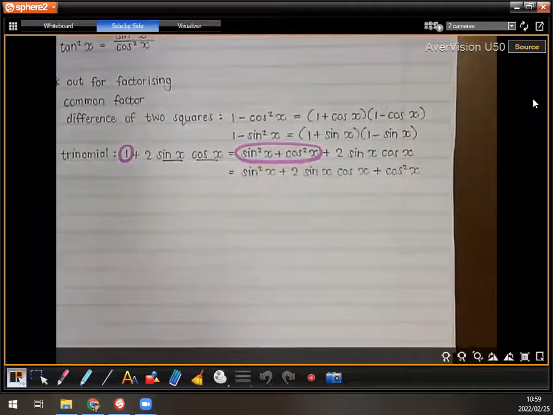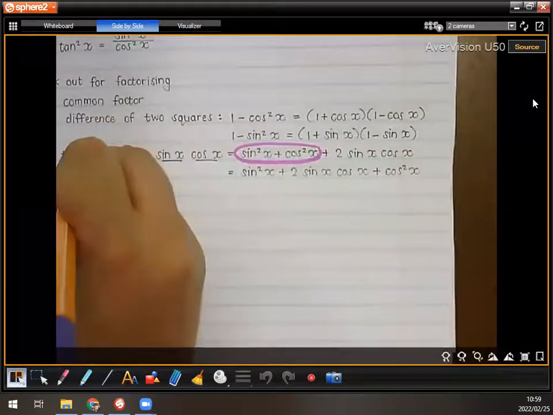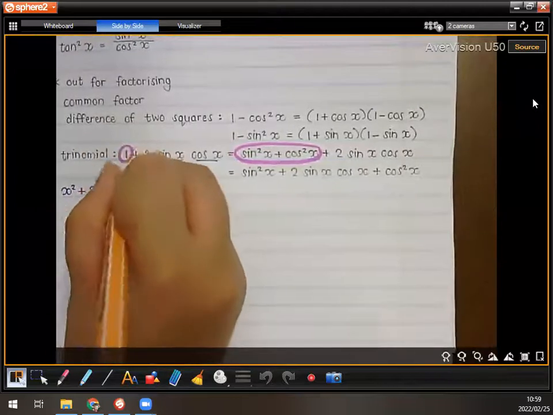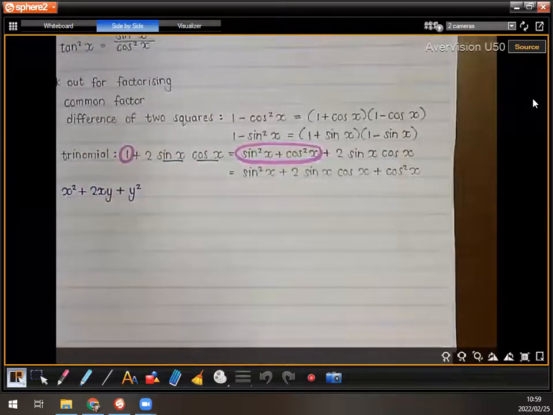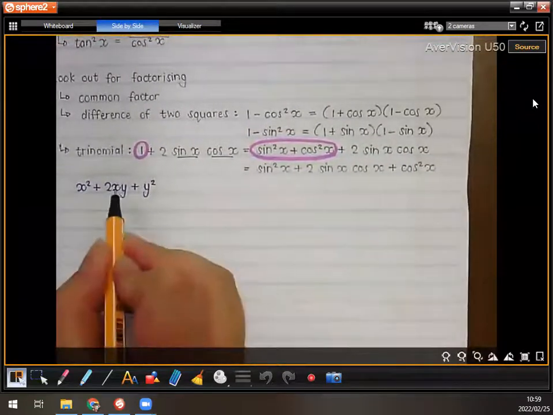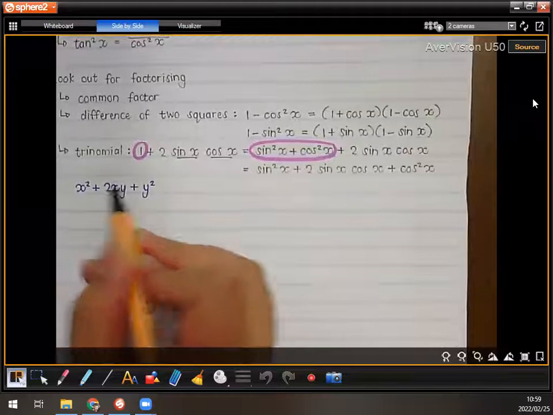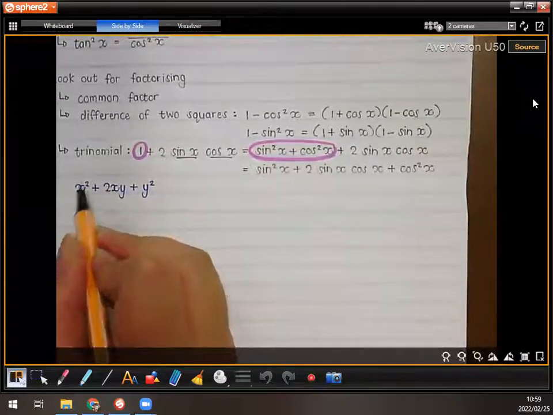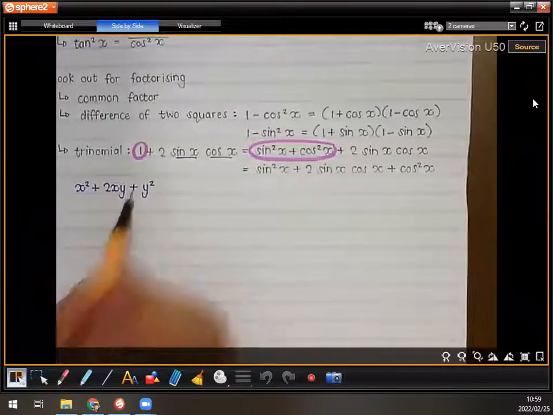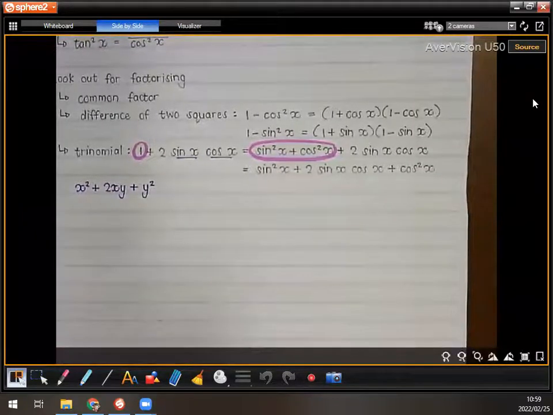But you notice that that is actually a trinomial. A difficult one, but it is a trinomial. This is similar to when you have x squared plus 2xy plus y squared. That's a trinomial. The fact that you have an xy in your middle term means that you have to have an x squared and a y squared. So if you have an x squared, an xy, and a y squared, that is a trinomial there.